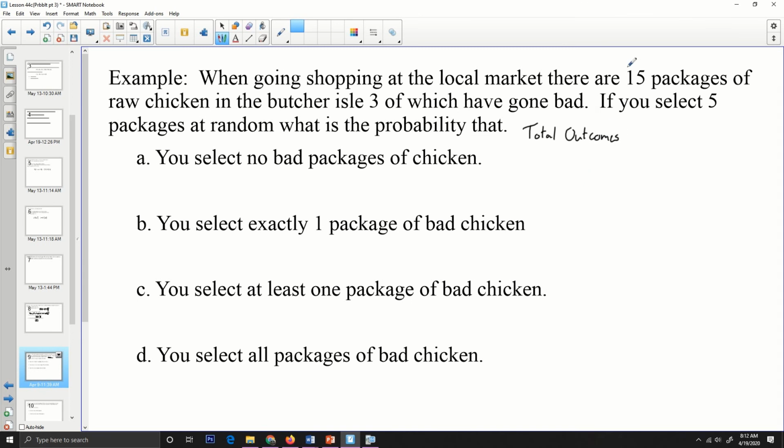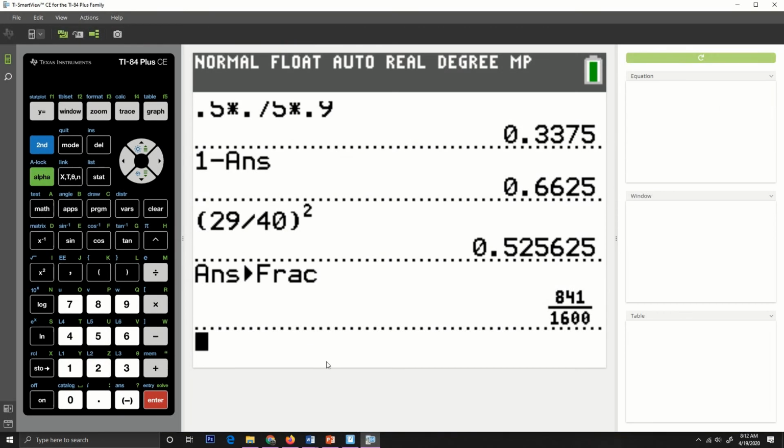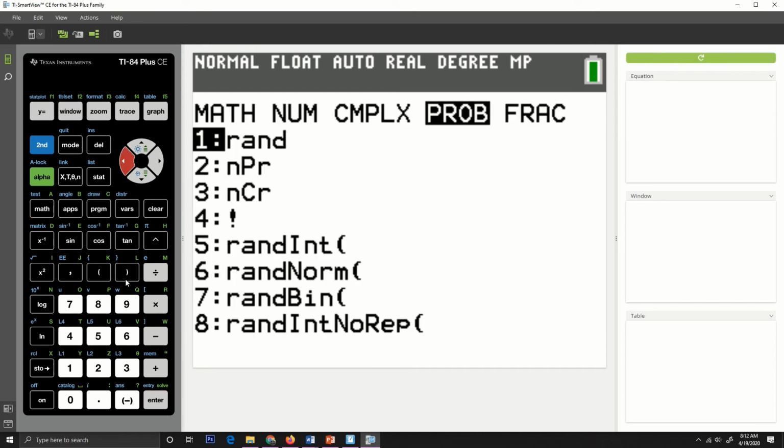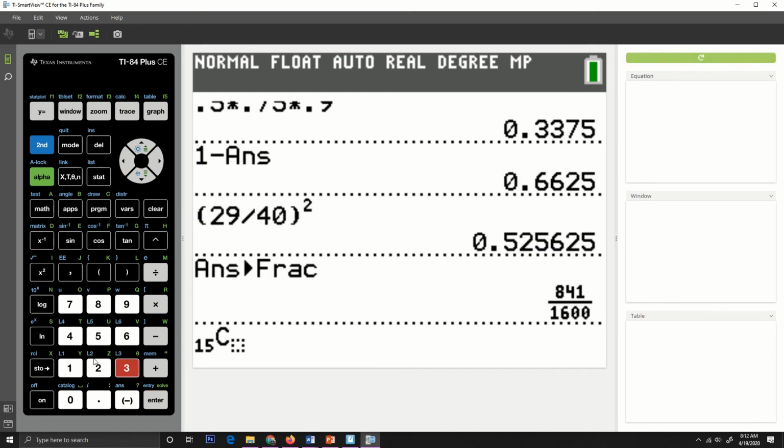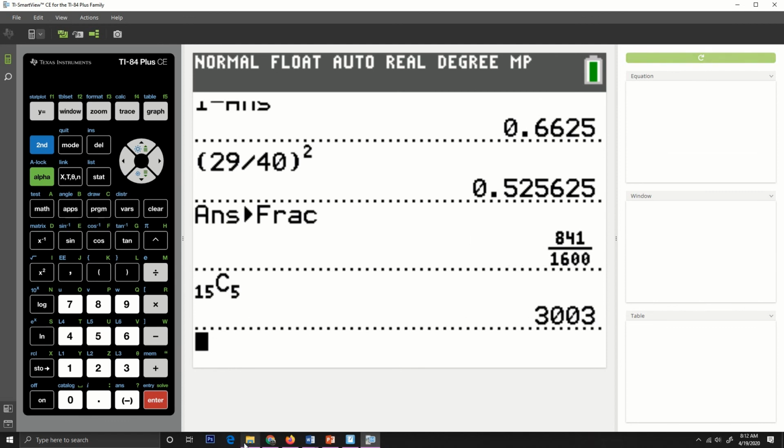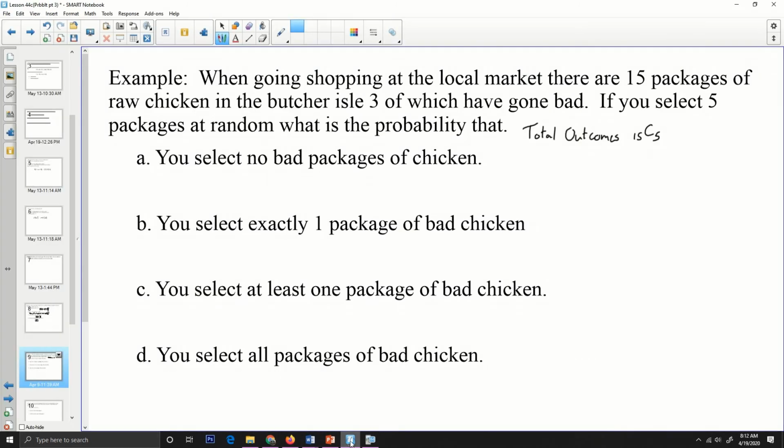All right. So I have 15 packages and I can choose 5 of them. It's going to be 15 chosen 5 at a time, completely random. That's going to be a pretty big number. I'm going to calculate it this one time, but I'm not going to calculate any of them individually. So 15, if I hit math, I go over to probability, I hit 3, and I choose 5 at a time. That's 3,003 different ways you could choose those packages.